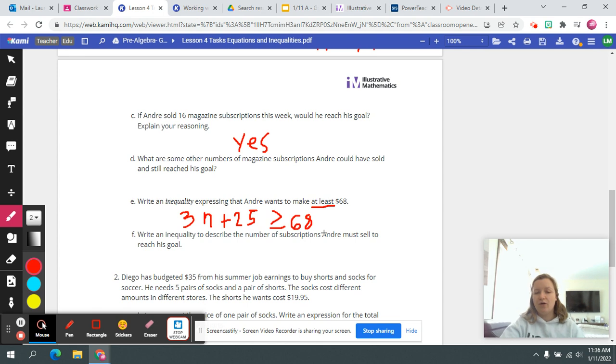So here we have an inequality, but it's a little more complex than the inequalities that we've been looking at, like n is greater than 15 or n is less than or equal to 2, whatever it is. This is a two-step inequality, kind of like the same verbiage we use for equations, one and two-step equations. So it says, write an inequality to describe the number of subscriptions Andre must sell to reach his goal.